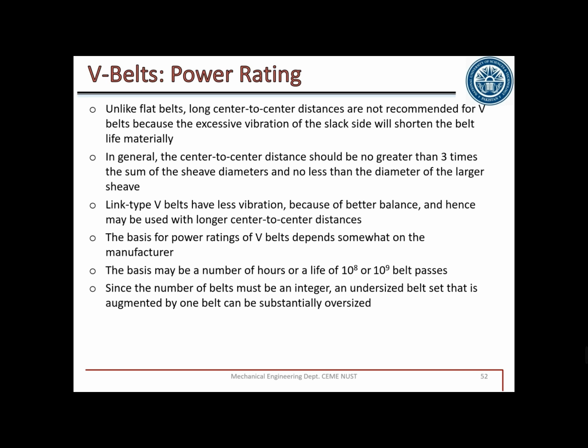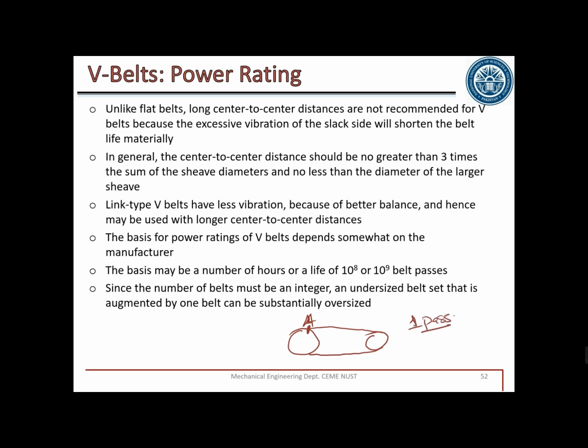The basic power rating of a V belt depends somewhat on the manufacturer. The life of a belt is usually written in the number of hours or number of passes the belt makes. For example, there are two shapes. The belt runs from here to here. If the belt starts from here, point A, moves around and arrives again at point A, one complete revolution of the belt is one pass.